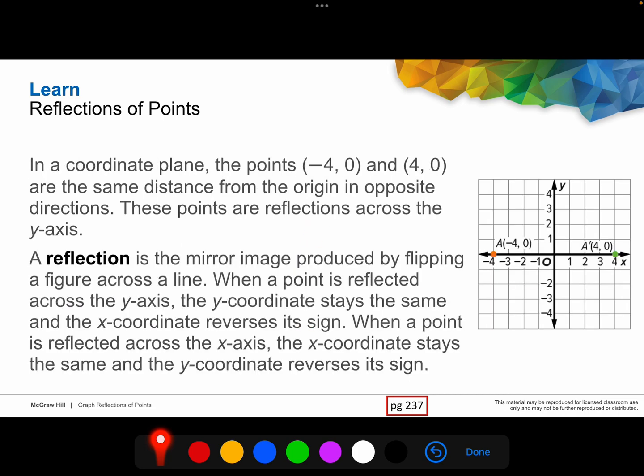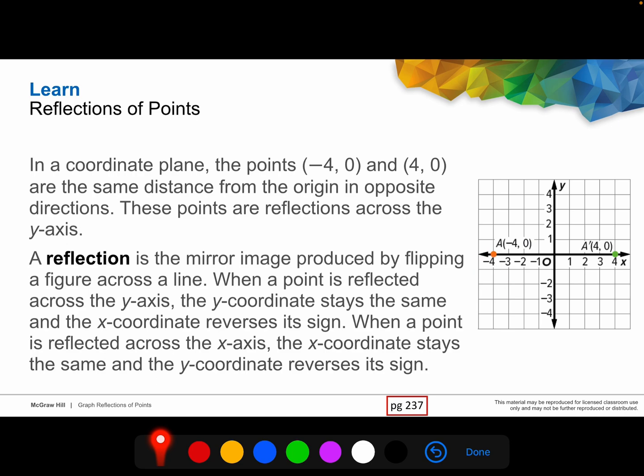So similarly, in a coordinate plane, the points (-4, 0) and (4, 0) are the same distance from the origin in opposite directions. And these points are reflections across the y-axis. My y-axis is my mirror in this case. A reflection is a mirror image that is produced by flipping a figure across a line. So in this case, it goes from here to here, or here to here.